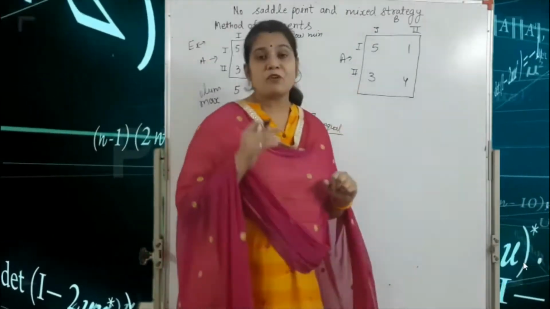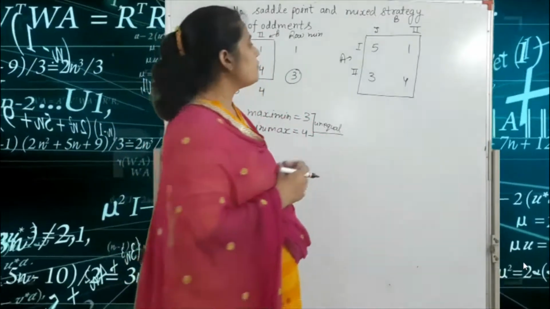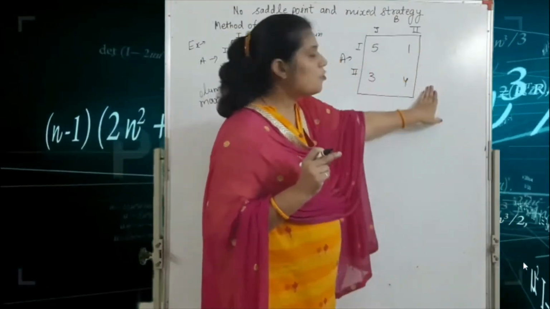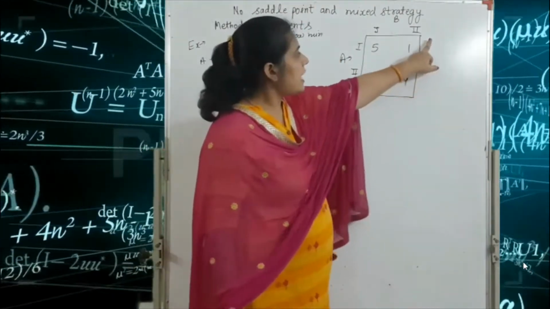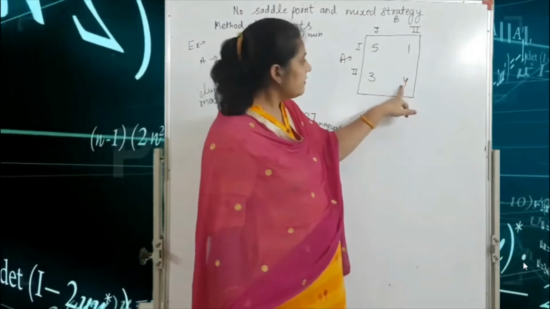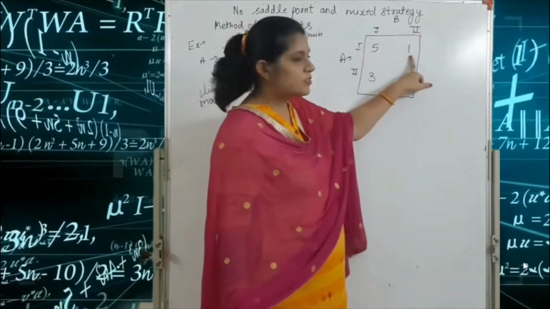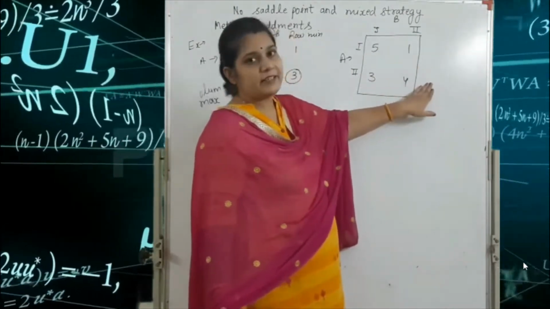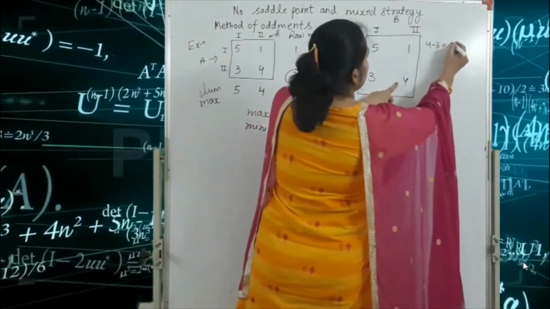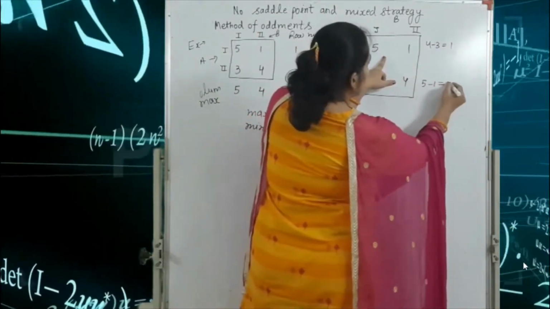So our step for finding the value of the game when the question has no saddle point is this. First, for finding the row values, listen carefully. You solve the second row and write it in the first row place, and you solve the first row and write it in the second row place. So here we write 4 minus 3 is equal to 1, and here 5 minus 1 is equal to 4.